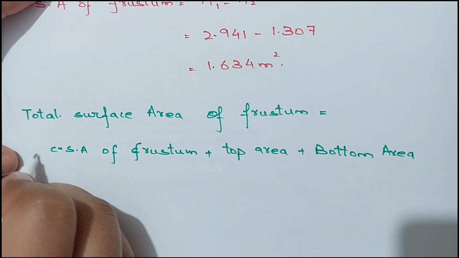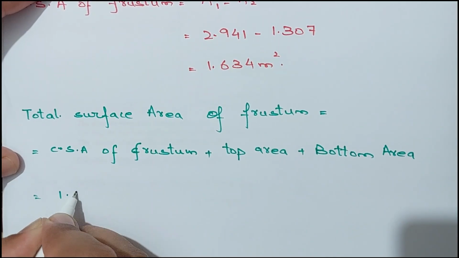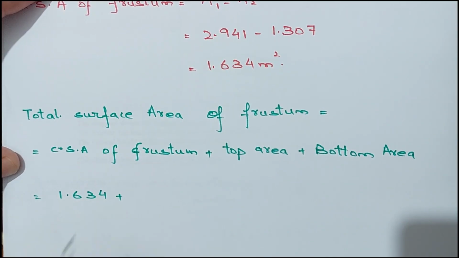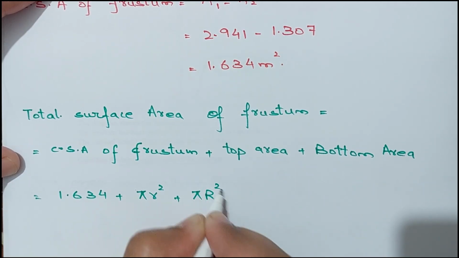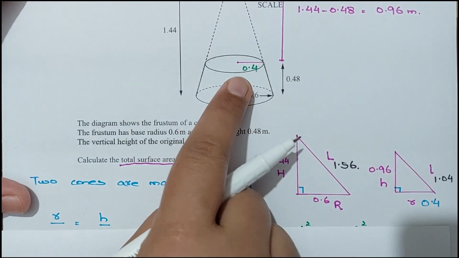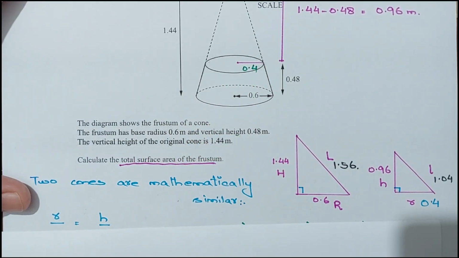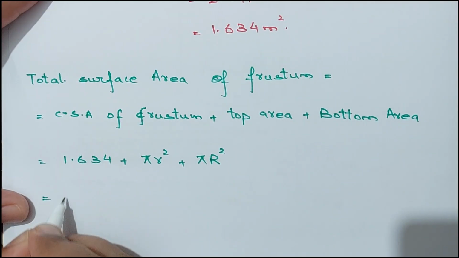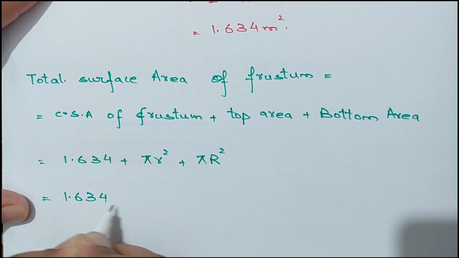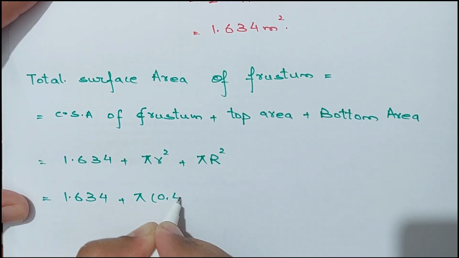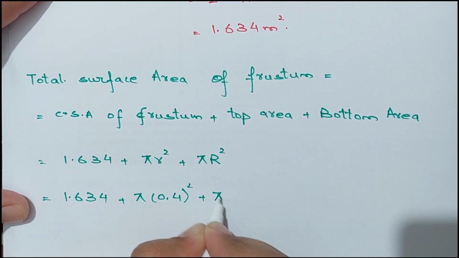So the curved surface area is done, which is 1.634. The top area is a circle, which is pi r square. The bottom area is a circle, which is pi r square. The top radius is 0.4. The bottom radius is 0.6. Do this one. 1.634 plus pi 0.4 square plus pi 0.6 square.